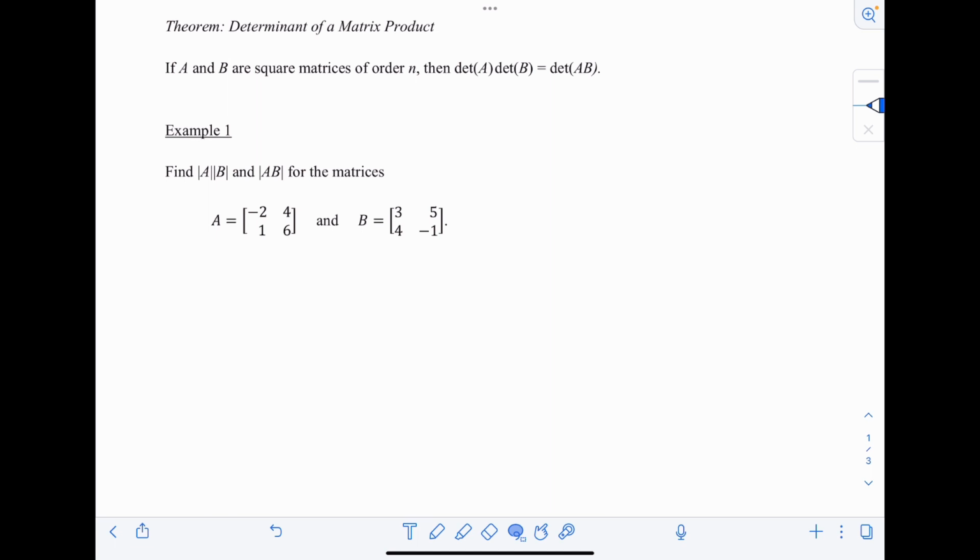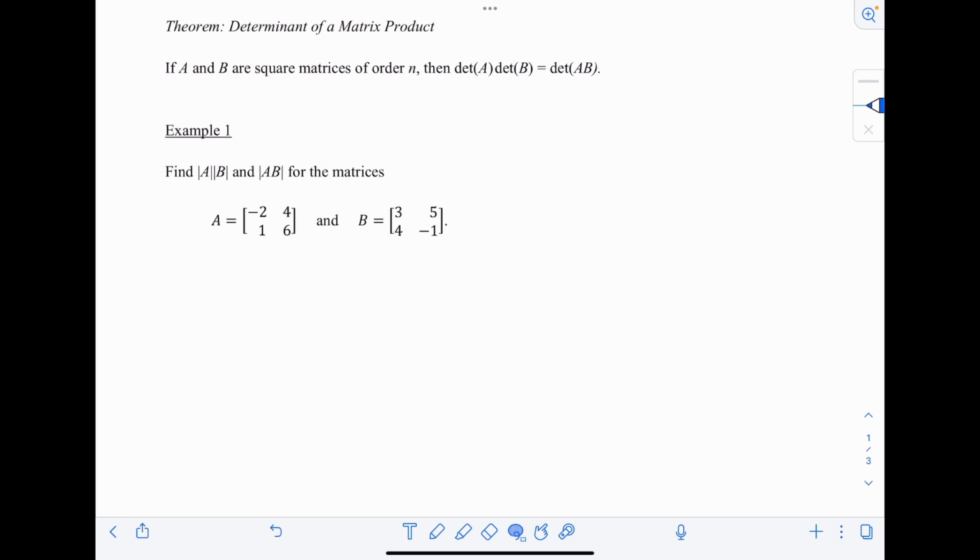A and B are square matrices of order n, then the determinant of A times the determinant of B is the same as the determinant of A times B. In other words, if I have two square matrices, I can find their determinants first and multiply them together, or I can multiply the matrices together first and then find the determinant. In either case, I should get the same value. So we're going to just look at an example to see that this works, at least for that example.